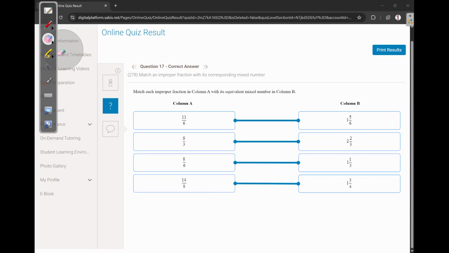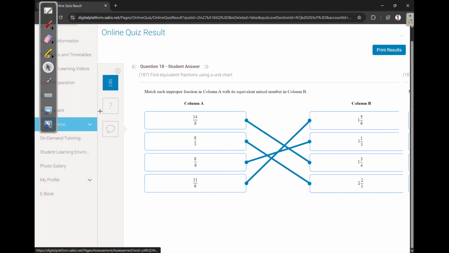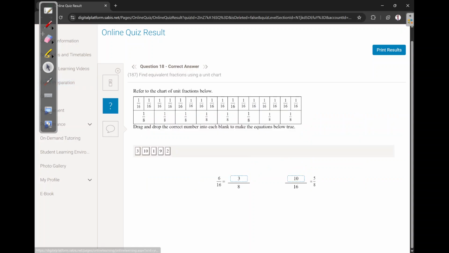Question 18. 6 out of 16 equals 3 out of 8, because we divide it by 2, and then 3, because we also divided by 2, equals 8, because we had to simplify it. Okay, 8 times 2 equals 16. 5 times 2 equals 7.